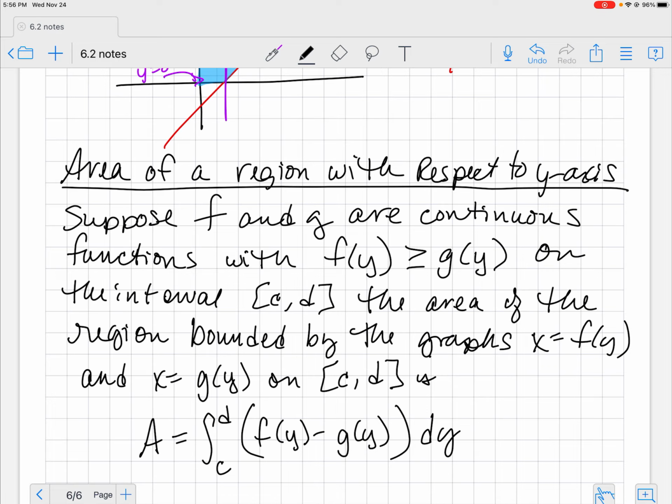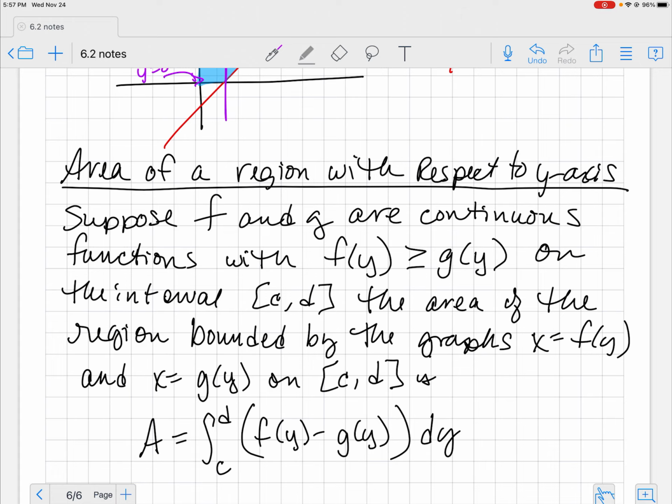Now, I have harped and harped and harped about these differentials, right? Welcome to why that happened. This differential, whatever the differential is, here it is as a y. Your variables have to be in terms of y. Your integral has to be in terms of y.